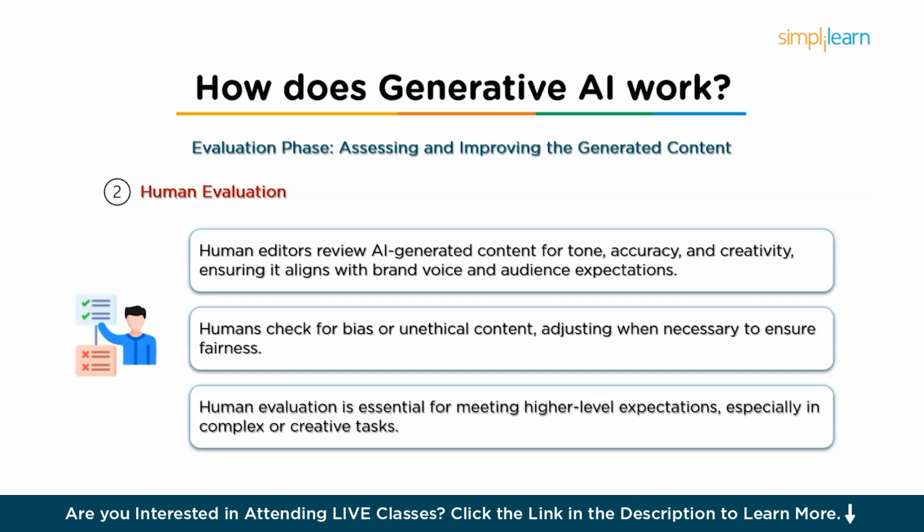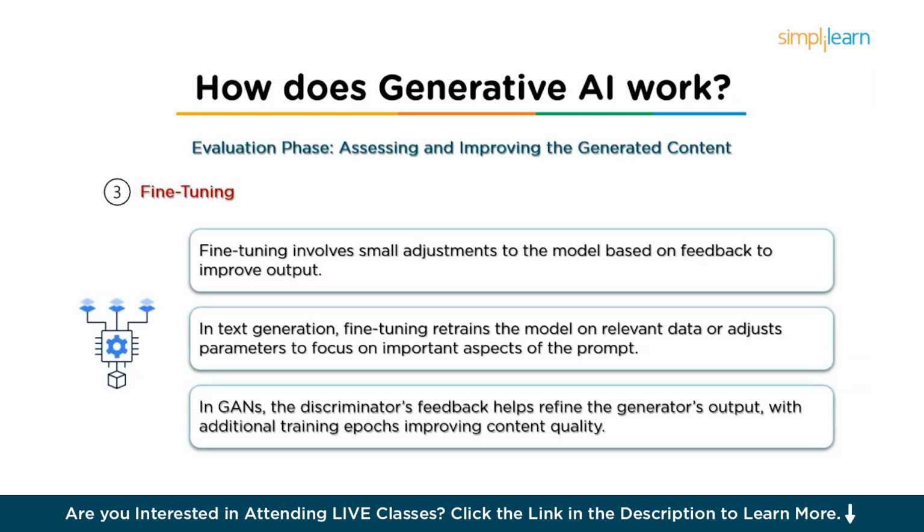So for instance, if an AI model is generating text or images based on biased data, human reviewers can catch these issues and make adjustments. So after the human evaluation comes fine-tuning. So once the content is evaluated, the AI model may undergo fine-tuning to further improve its output. So fine-tuning involves making small adjustments to the model based on feedback from the evaluation process.